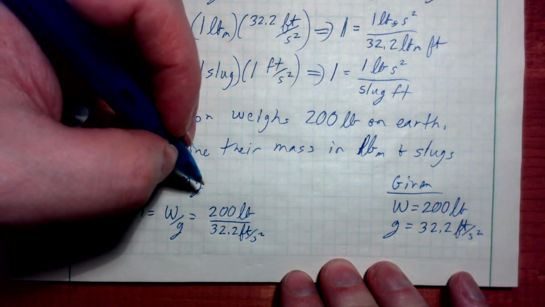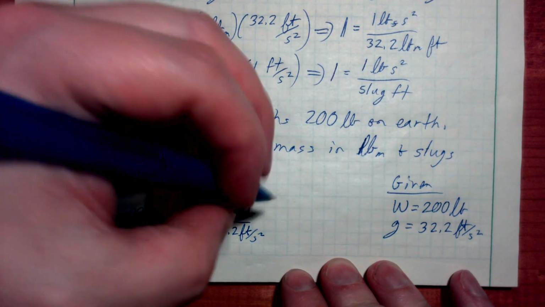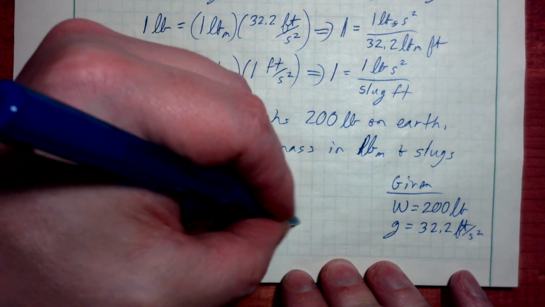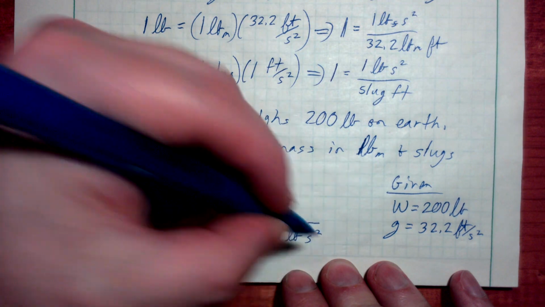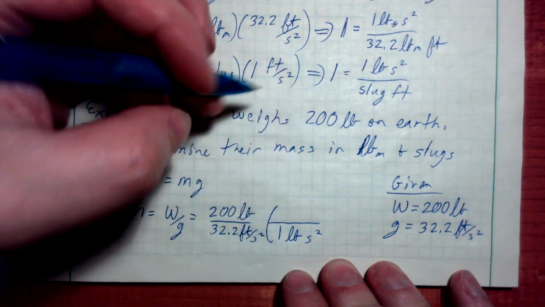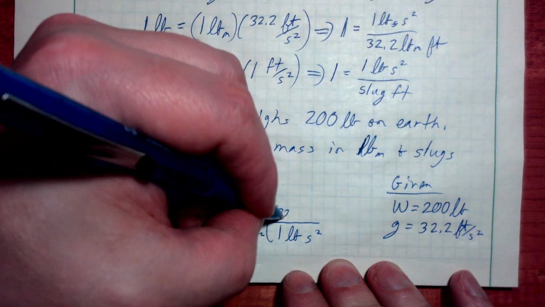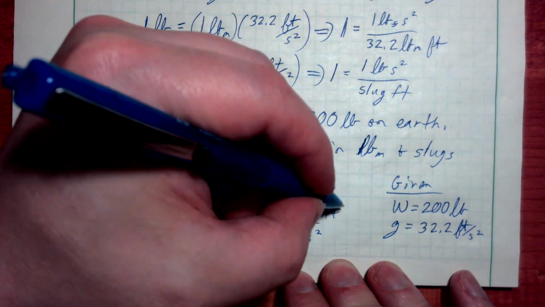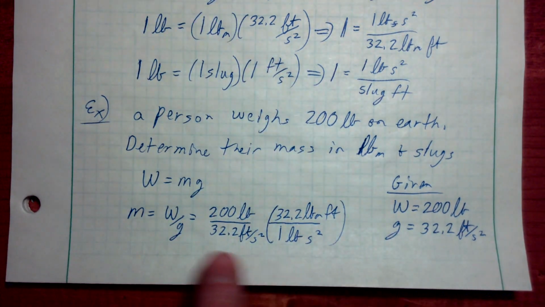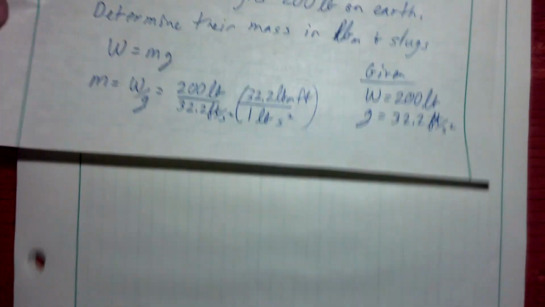Now, conversion factors are all about what do you have, what do you want, what are you trying to get rid of. I have pounds. I'm trying to get rid of the pounds, so I'm going to put pounds in the denominator. So 1 pound second squared over, and I'm going to put this in the numerator because I want to go to pound mass, so it's going to be 32.2 pound mass feet. And then we look and see, okay, what's left after the units are done? I mean, what falls out, so to speak?